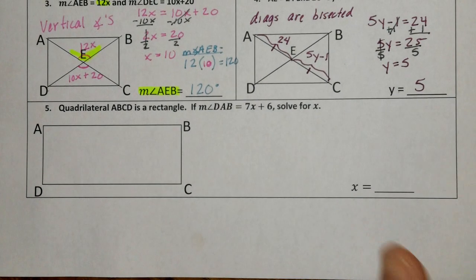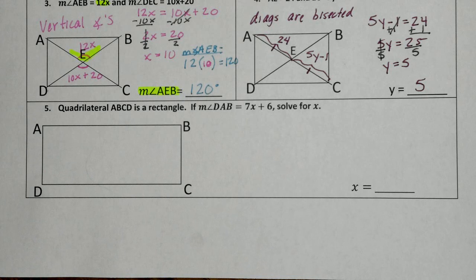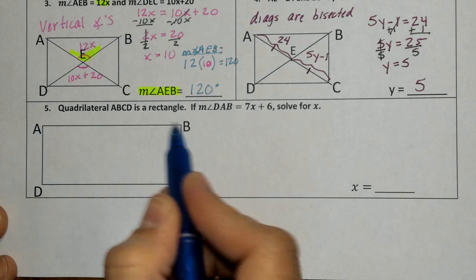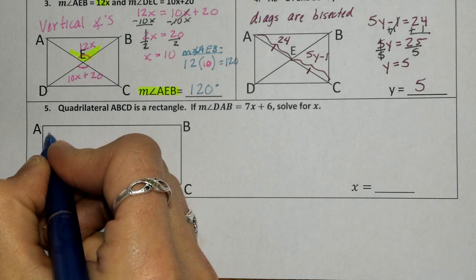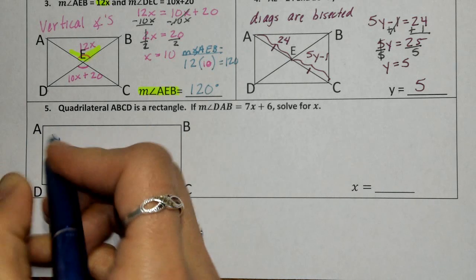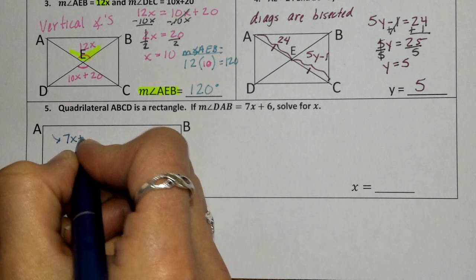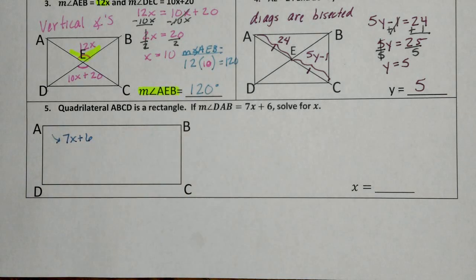Last problem, quadrilateral ABCD is a rectangle. We're looking at the measurement of angle DAB. So let's go find the measurement of angle D to A to B. So we're talking about this angle right here. This is going to be 7x plus 6. And that's all they gave us.